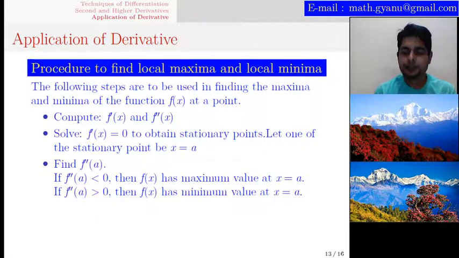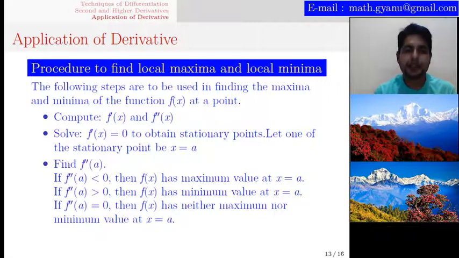And for the functional value, for maxima or minima, you will substitute the value x equal to a in the given function. You will get the maximum or minimum value as suggested. And if, while solving, you get f double prime a, the second derivative of the function at point a, equal to 0, then f(x) has neither maximum nor minimum value at x equal to a.